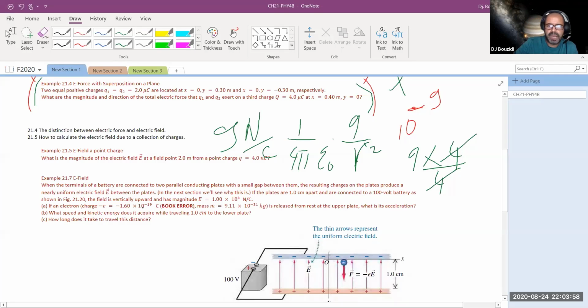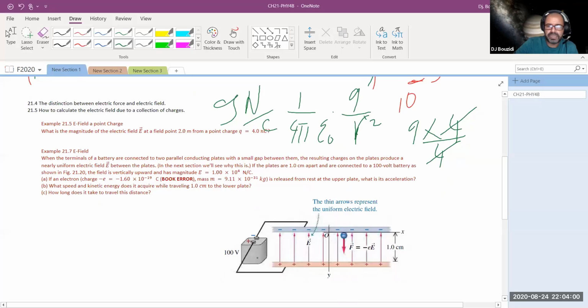So in this example, what they have here is a 100-volt battery, which we don't know what a battery is at this point. Basically, think of it as something that pushes charges around, okay? And it's maintaining an electric field, and they give you the strength of the electric field, which is 1 times 10 to the power 4 Newton per Coulomb between these two plates, okay?